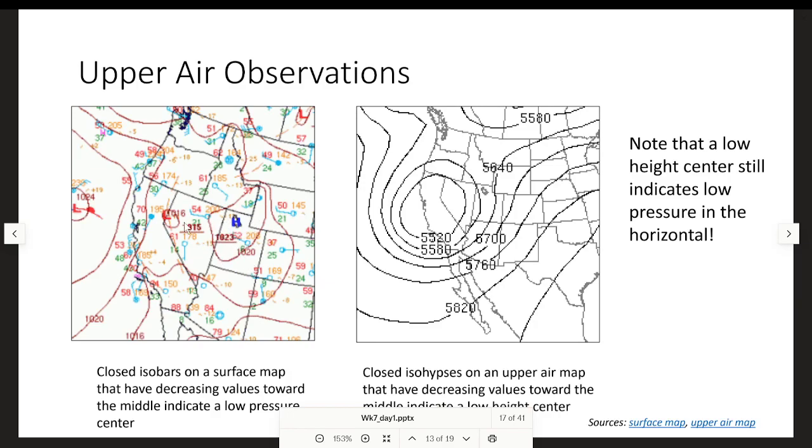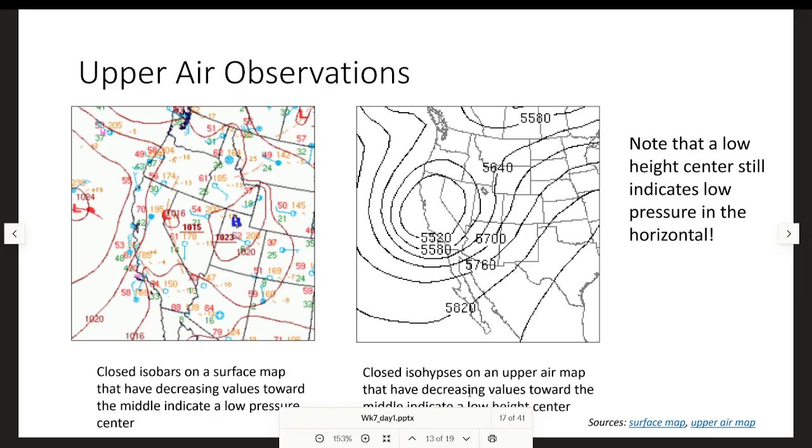But these values here, I guess these are pressure values and they're just relative. So there's also a low pressure here. This is a low relative to the air around it. So the pressure here is lower than all the air around it, and the pressure here is higher compared to all the air around it. So these are isobars. These are isohypses.